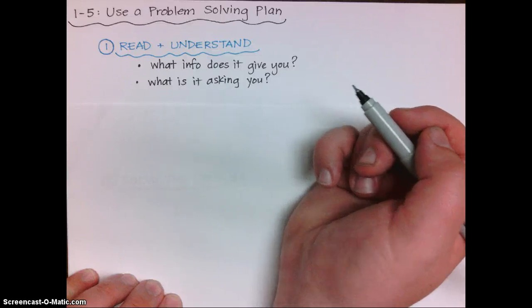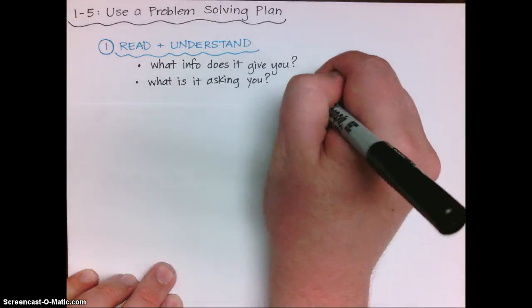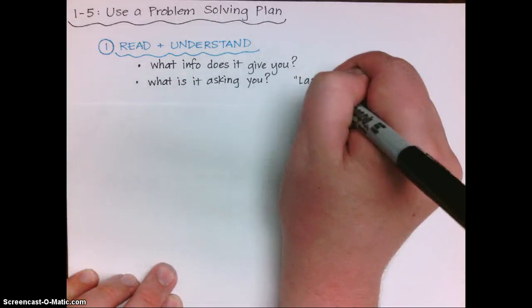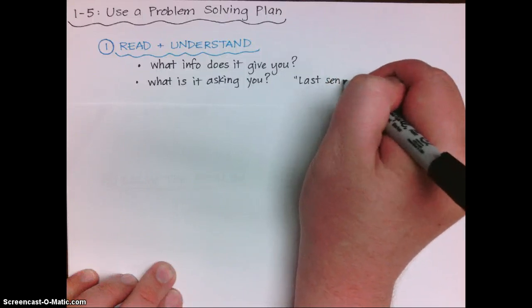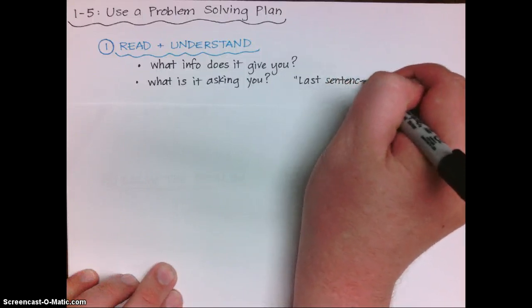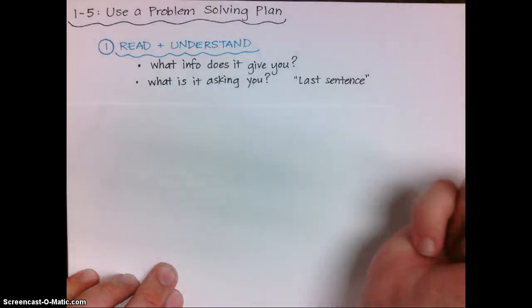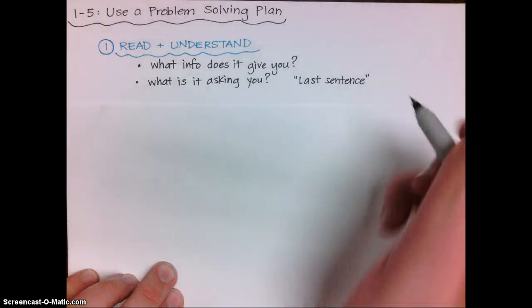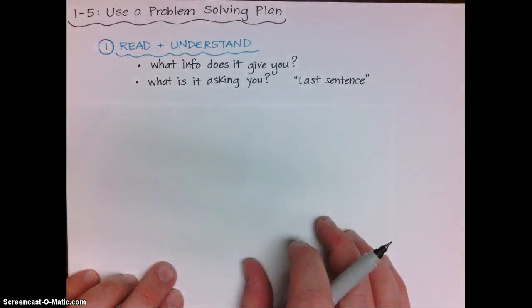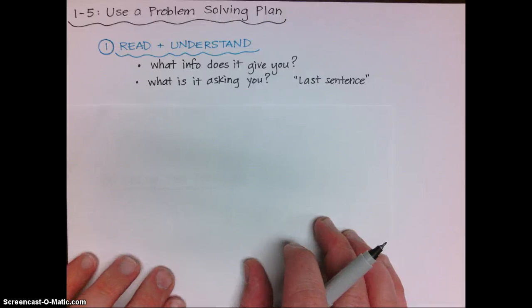Normally it's probably the last sentence of the word problem. So think of that last sentence, and it'll normally say, so finally after all this information, and it'll give you a question. Find for me the total number of blah blah blah, or what is the solution? Okay, so look in that last sentence. So that's your first step, is simply just to read and to understand what the question is asking you.